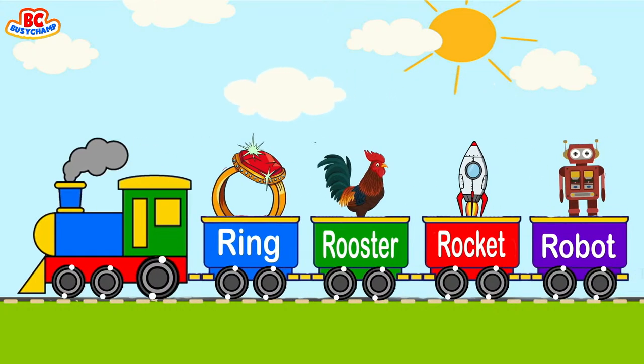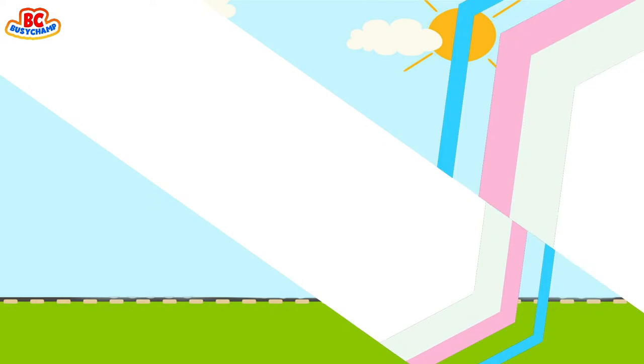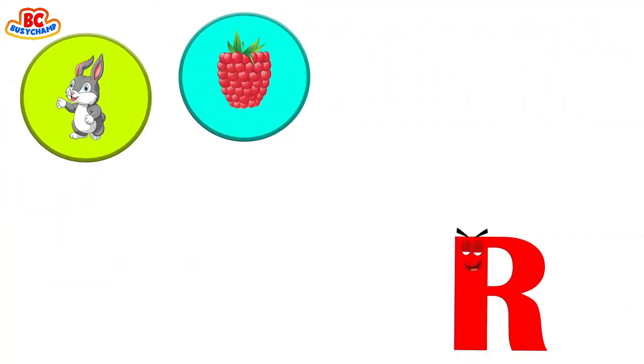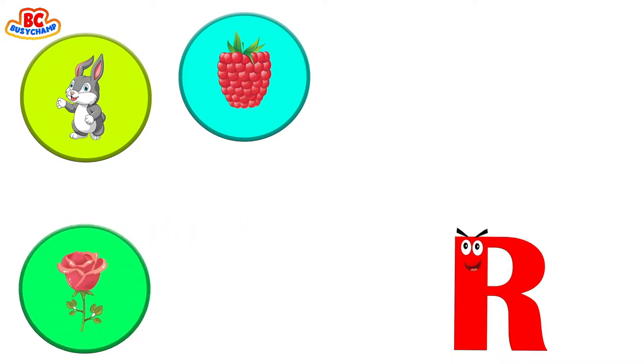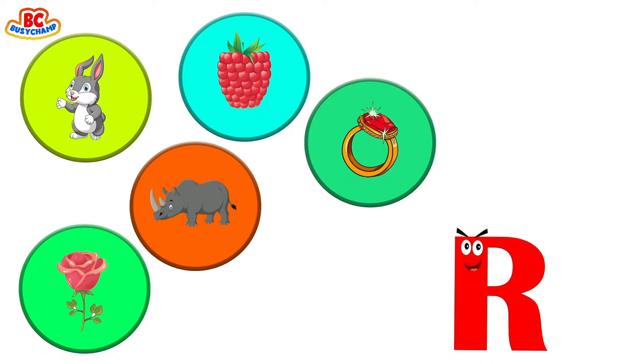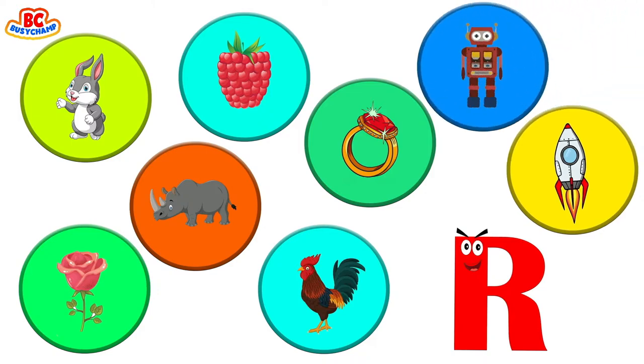Let's revise the words with the letter R. Ring, rooster, rocket, robot. R, rabbit, raspberry, rose, rhinoceros, ring, rooster, rocket, robot.